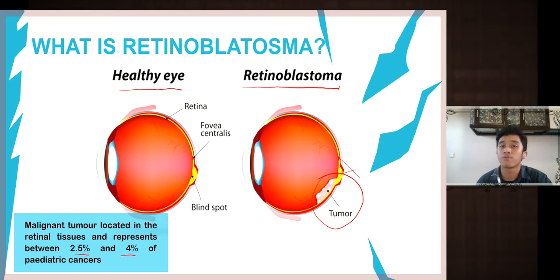Approximately 2 out of 3 cases are diagnosed before the age of 2 years and 95% are diagnosed before the age of 5 years. In fact, published data indicate eye survival rates of 85% for children under 2 years old, 77% for children under 5 years old, and 71% for children under 7 years.